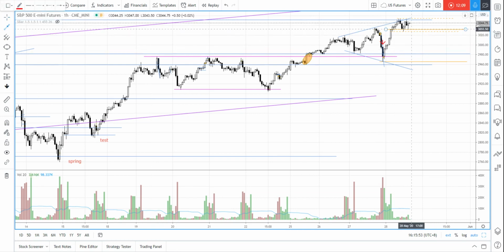So I think we just need to see how it resolves out of this kind of structure. That's why I'm quite neutral for day trading. Either a long side or a short side, I can just take it.